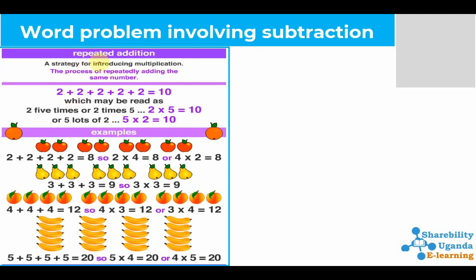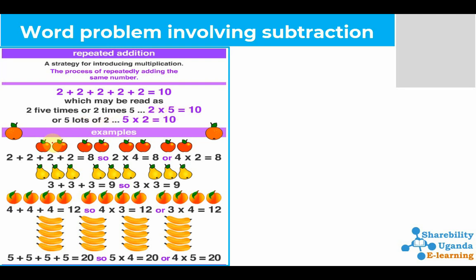Let's move on to some other examples. We are saying repeated what? Repeated addition, a strategy for introducing multiplication. Okay, the process of repeatedly adding the same numbers. So this is still the same thing we are trying to make you understand, that when I have a 2 plus a 2 plus a 2 plus a 2 plus a 2 is equal to 10. But how many times are we repeating this to have 1, 2, 3, 4, 5? That means if you say 2 five times or 2 times 5, okay, 2 times 5 is the same as 10.